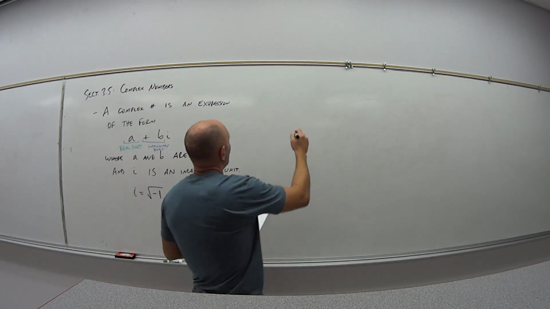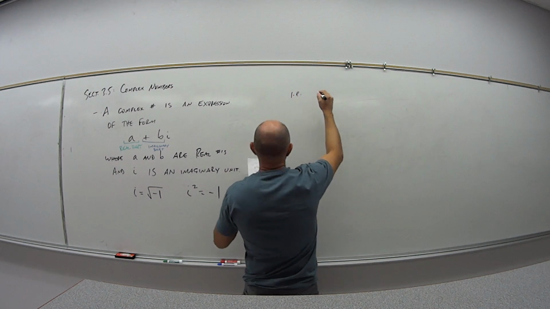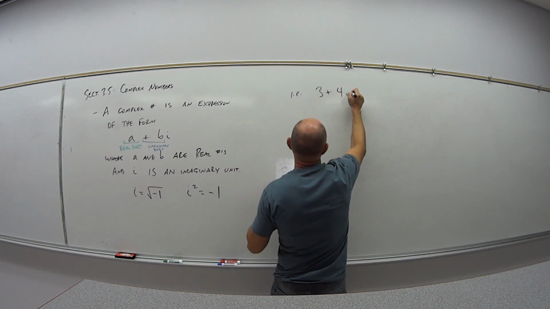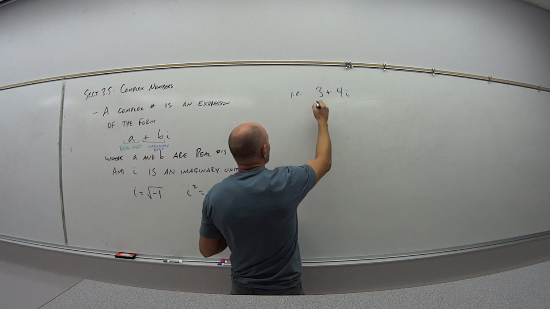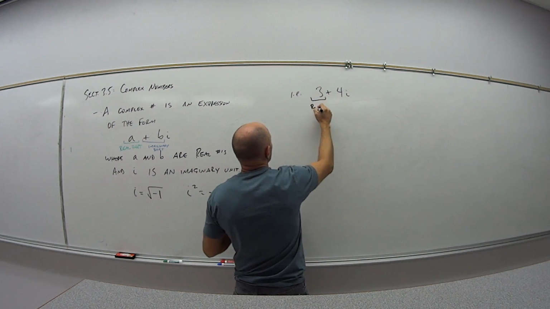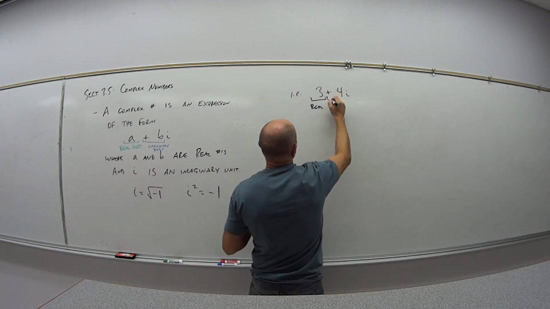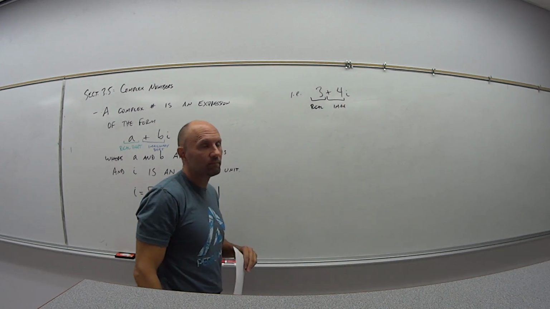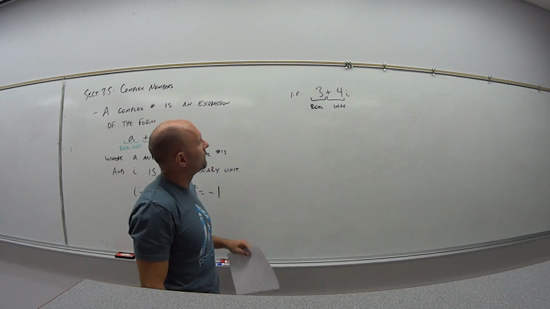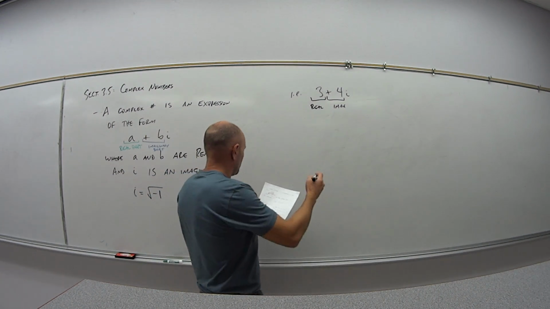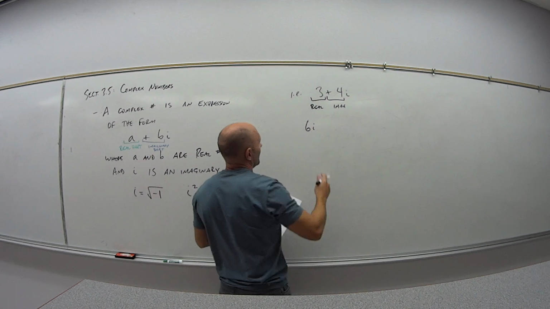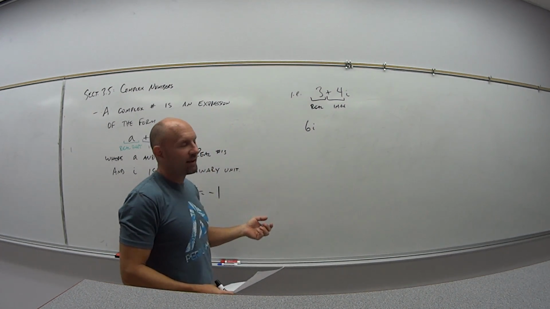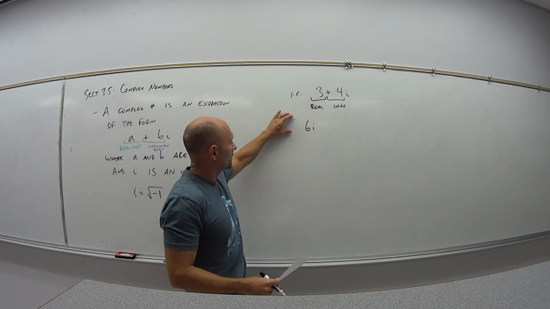For example, if I have 3 plus 4i, the 3 is my real part, and the positive 4 is the imaginary part. Of course, either of these values could be 0, so I could have something like 6i. In this case, my real part is 0.